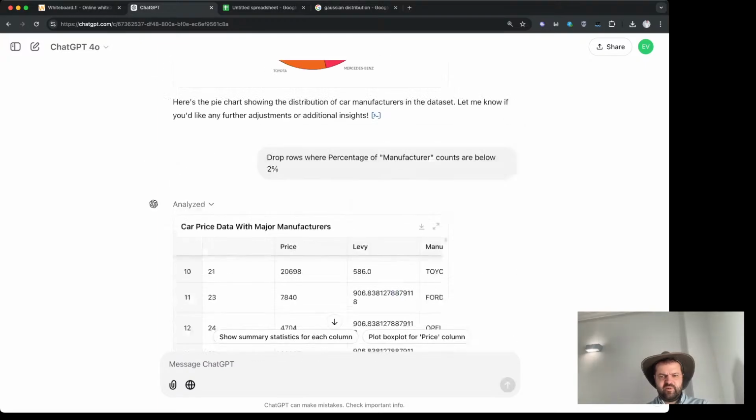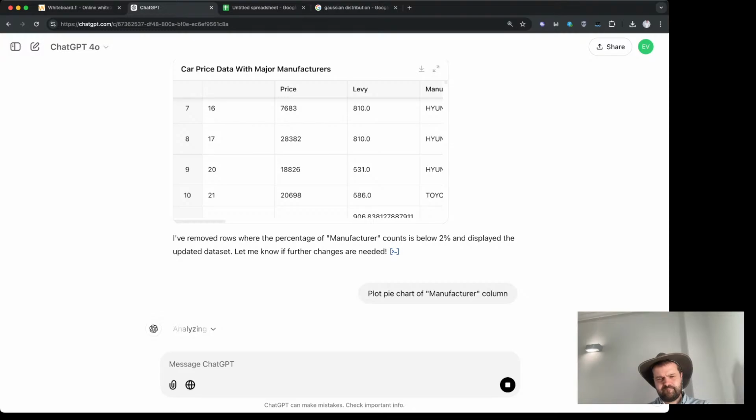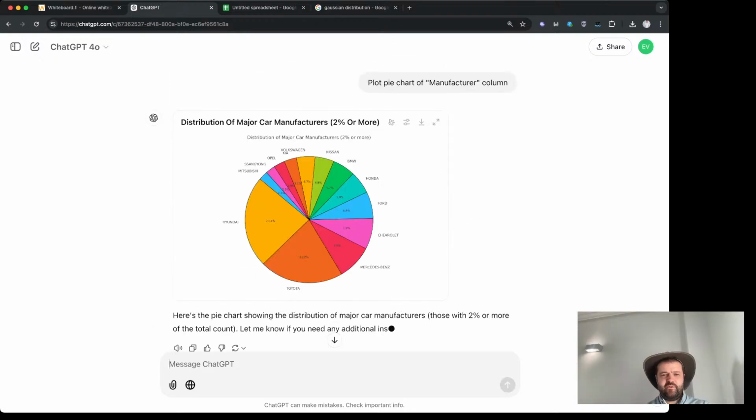Okay, we can again plot this chart. Yeah, now it's much better. So this would be a much cleaner dataset. Again, I would then download the CSV and work with that.